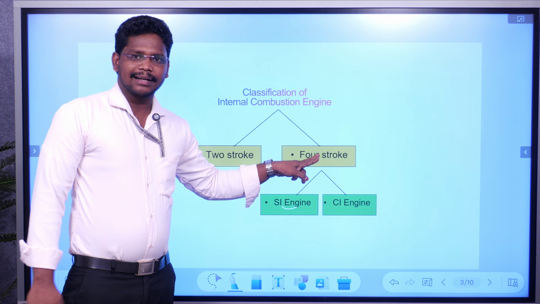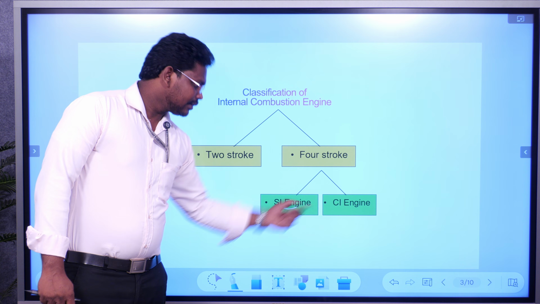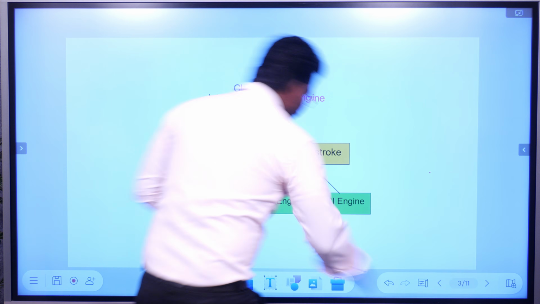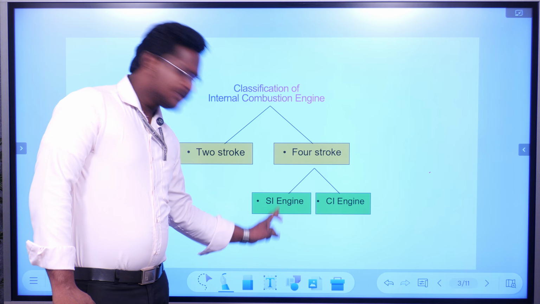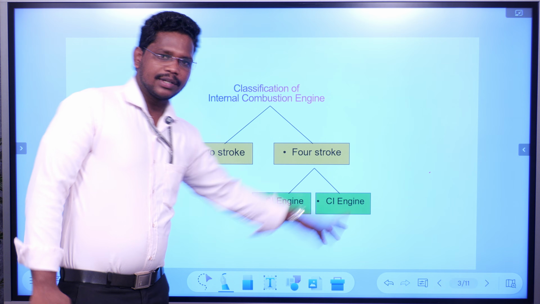The 4-stroke engine is further classified into SI engine and CI engine. I briefly explained the SI engine. Now I am going to continue with the CI engine. The CI engine and SI engine have the same working process, but differ in fuel. SI engine means petrol, CI engine means diesel. So let's continue with the CI engine, the diesel engine.